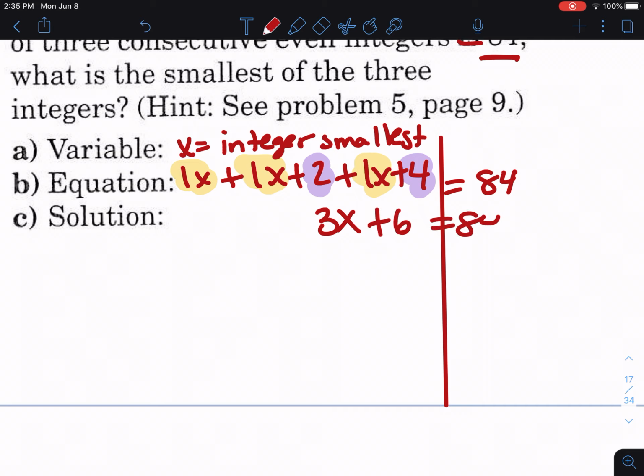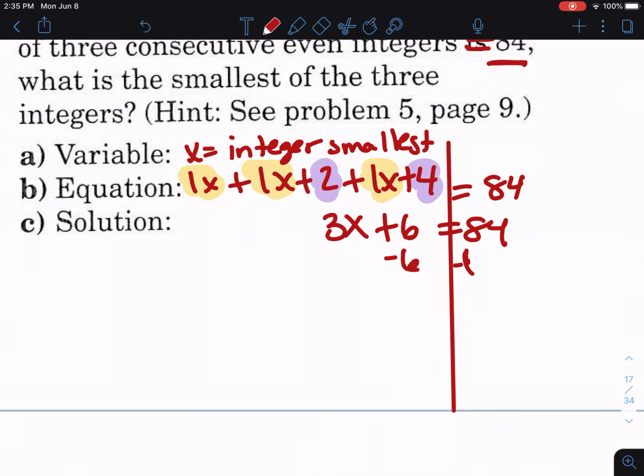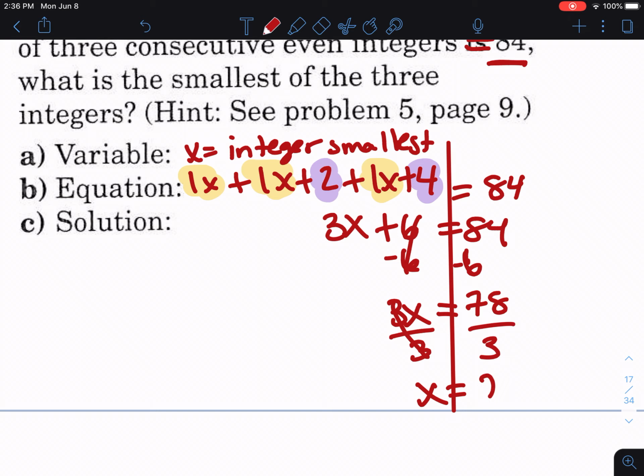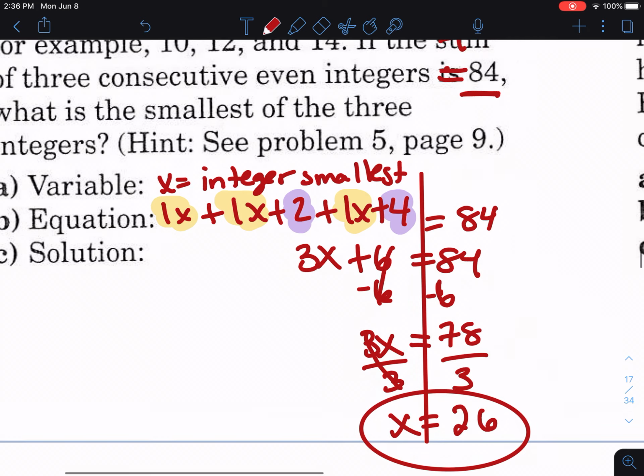All of that equals 84. So you're going to subtract 6 from both sides. We have 3x equals 84 minus 6, which is 78. We're going to divide both sides by 3 to get x equals 26. And 26 is our smallest integer, smallest number there.